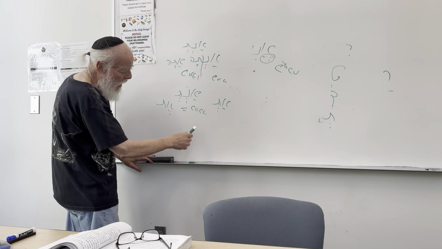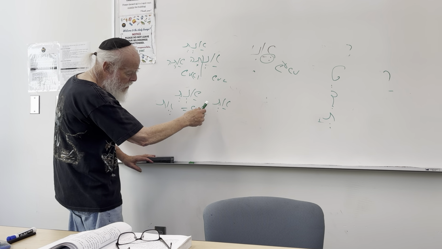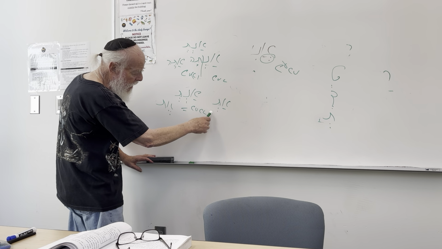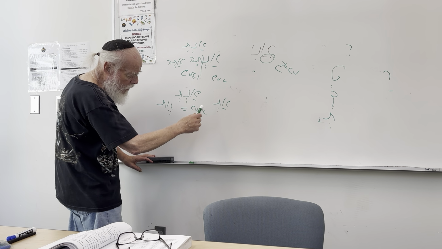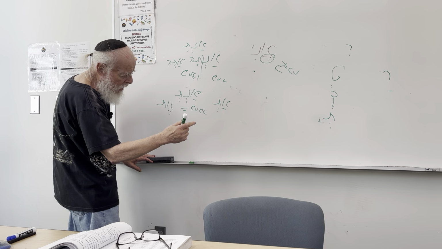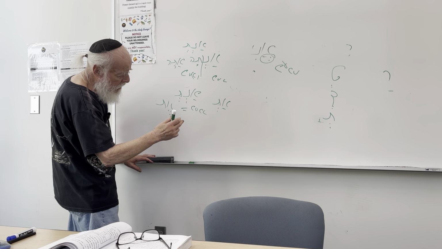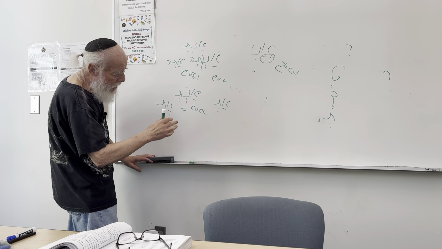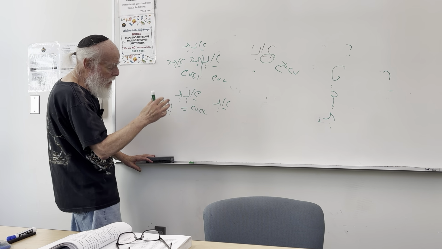But there's no need to have a shva underneath the word. The word ends with the tav. But then again, there's a tendency, if a word ends with a dalet, a tav, or a tet, to write the shva nach underneath it. It's not necessary, but that's what we do.